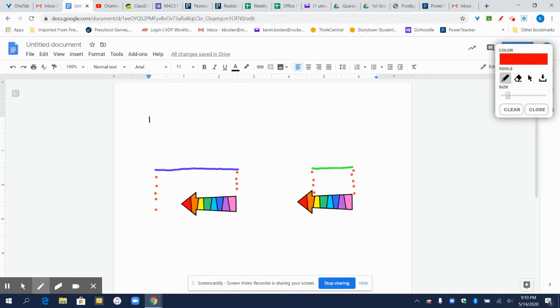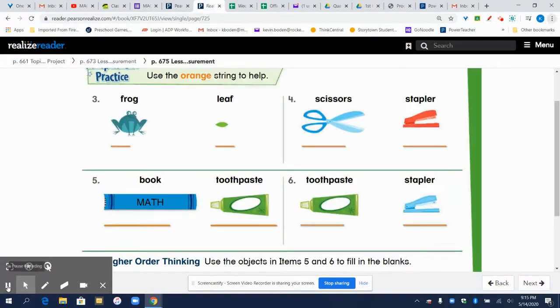So that is what you need to understand, that you can measure all sorts of things using one object to see which one is longer and which one is shorter. I hope that didn't confuse you more. I hope it made it a little bit easier for you. But if it didn't, once again, you can always come and find me and we'll do it together.